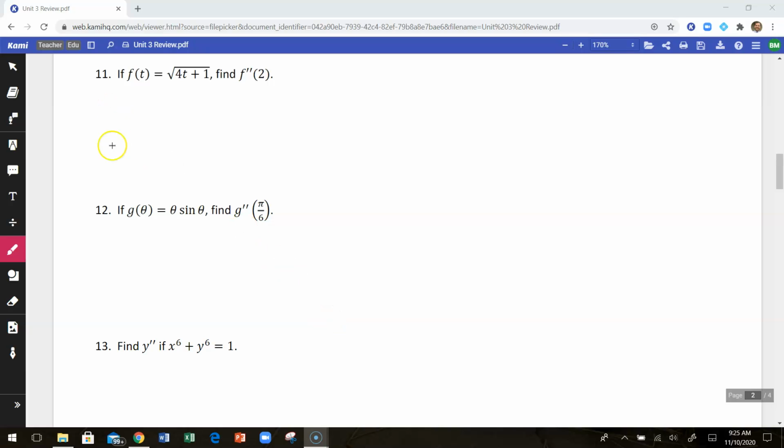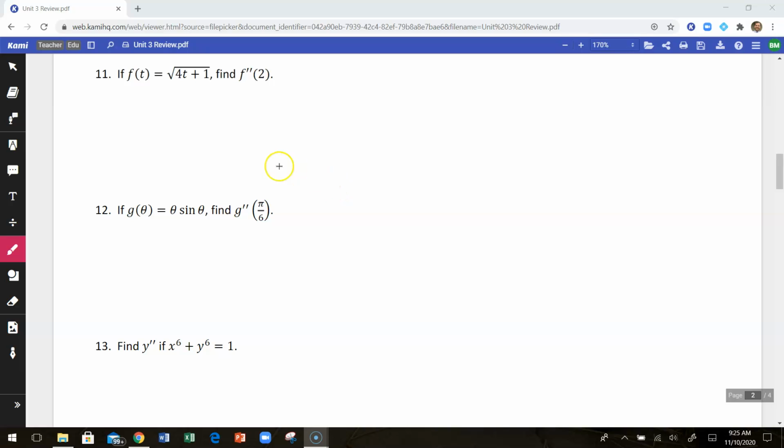In this video, I'm going to go through numbers 11 through 13 on the review. All of these essentially have the same direction. We're going to find the second derivative on all three of these equations. The first two, we are then going to evaluate at a number. And then the last one, we're just going to find the second derivative.